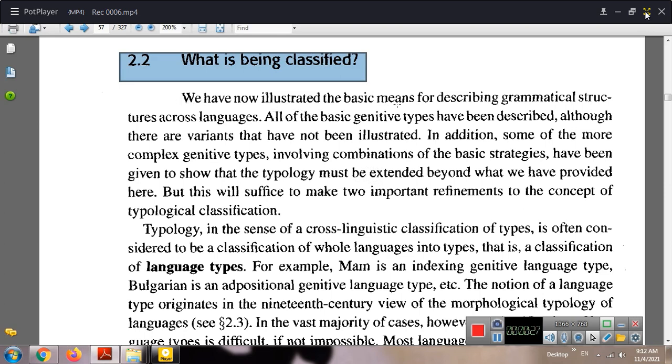We have now illustrated the basic means for describing grammatical structures across languages. All of the basic genitive types have been described, although there are variants that have not been illustrated. In addition, some of the more complex genitive types involving combinations of the basic strategies have been given to show that the typology must be extended beyond what we have provided here.